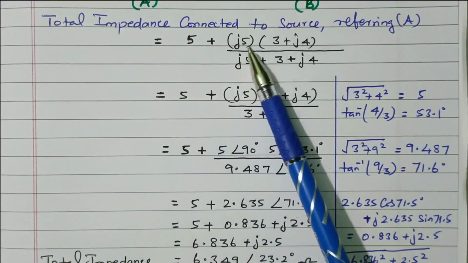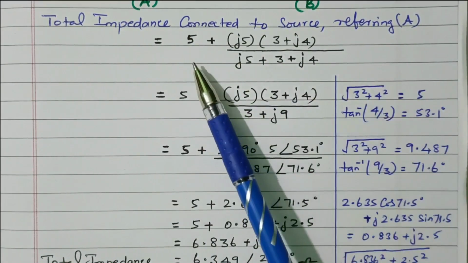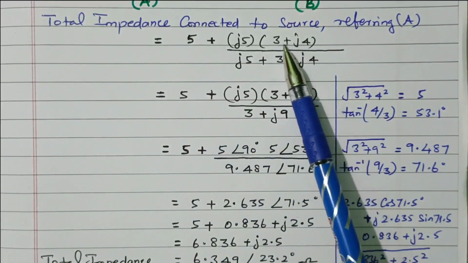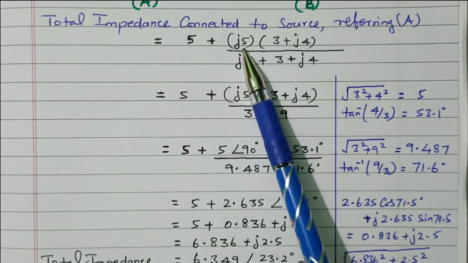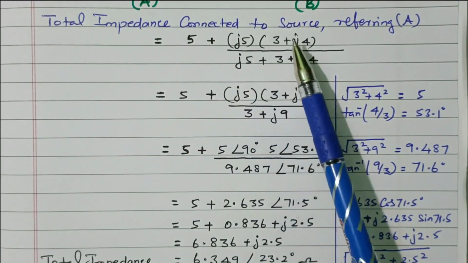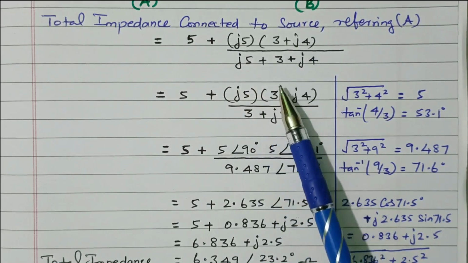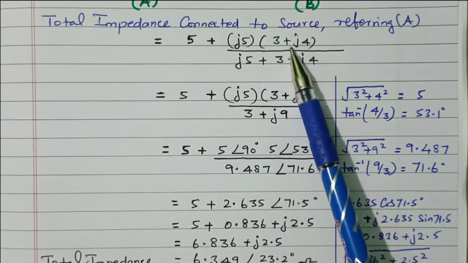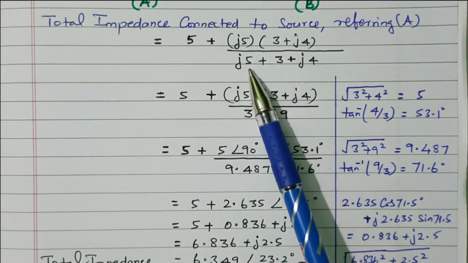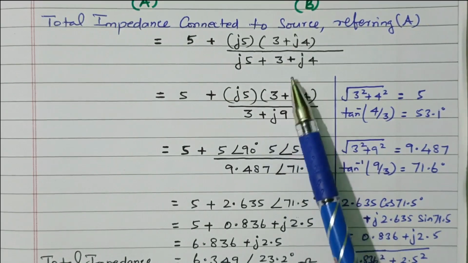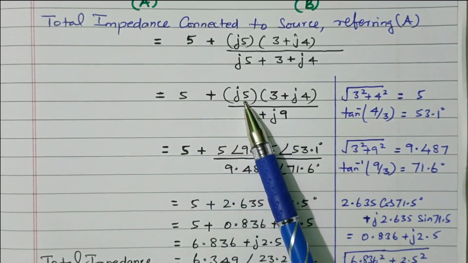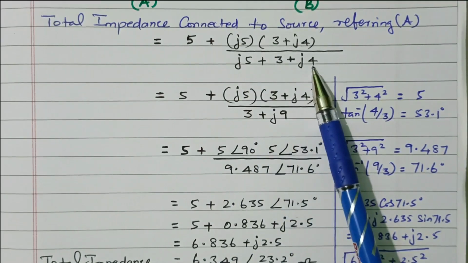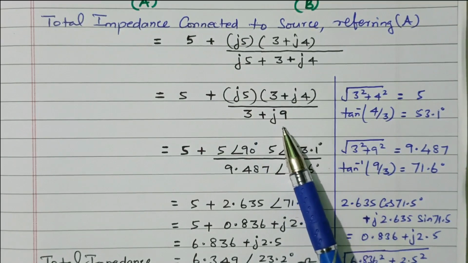So the total impedance connected to the source referring to A, we already discussed: 5 plus this resistor and inductor connected in series, that is in parallel with the one more inductor. R1 into R2 divided by R1 plus R2. R1 is J5 inductor. R2 is resistor plus inductor, 3 plus J4, divided by R1 plus R2. So 5 plus J5 into 3 plus J4, we can add this 3 plus J4 and J5, and J4 and J5 can be added, J9, right?